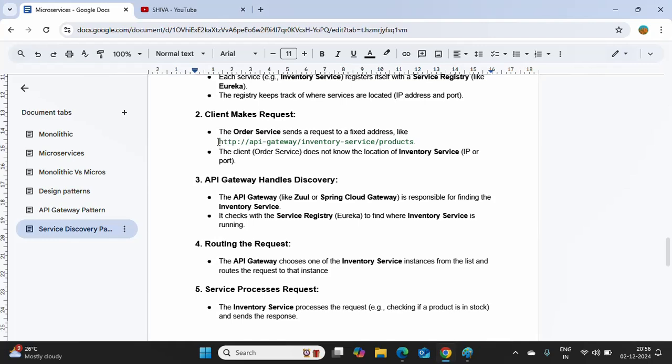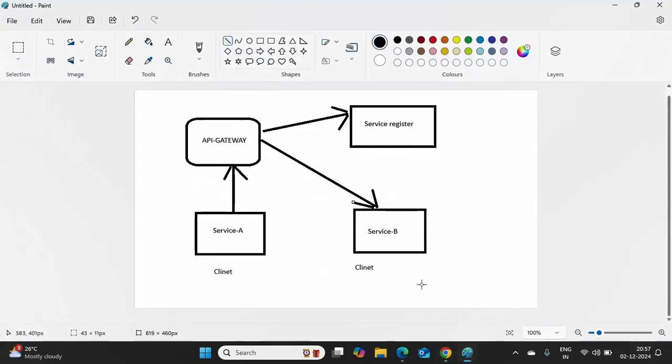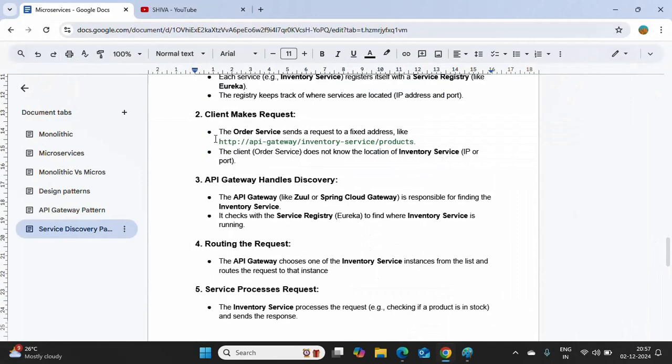Fixed address means, as we discussed, if any service wants to interact with other services, the services won't interact with each other directly. They will simply forward the request to the fixed endpoint. What is that fixed endpoint? The API gateway. This API gateway is nothing but the domain or the respective IP, so based on our configuration, we are going to use it. This is the service name. That means up to this is the fixed part. Then after that we use the service name and products. So the request is forwarded to the API gateway.